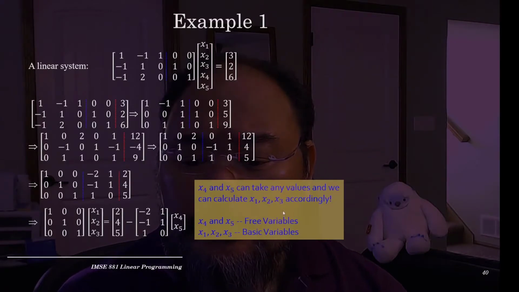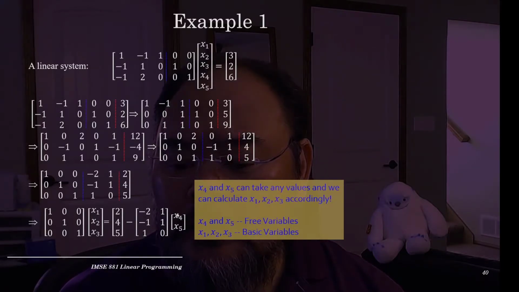So this we can calculate. Once we set any value to x4 and x5, I can directly calculate the values of x1, x2, and x3. However, it is more convenient, as in linear programming as well, to set x4 and x5 and force them to be 0. And then we can directly know x1 equals 2, x2 equals 4, x3 equals 5.